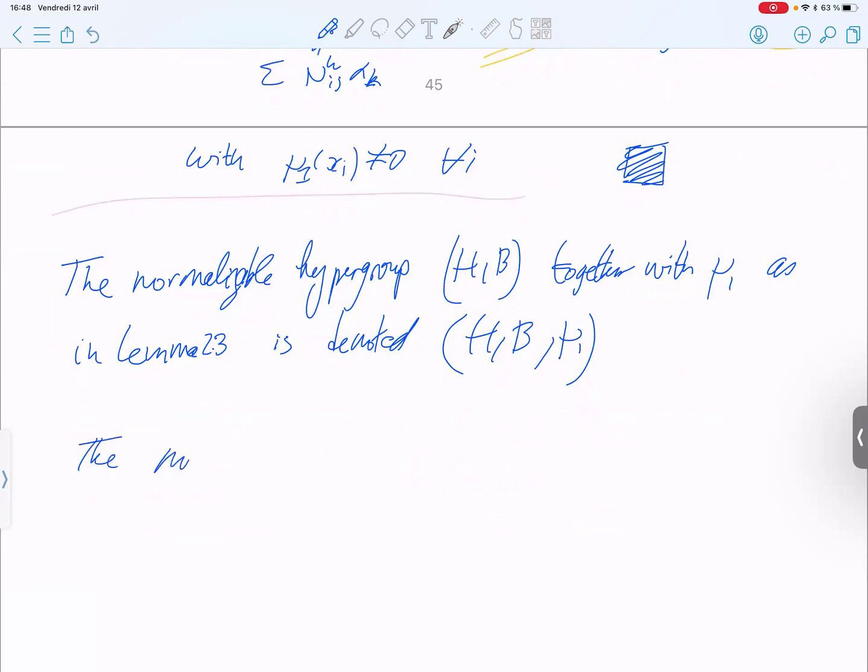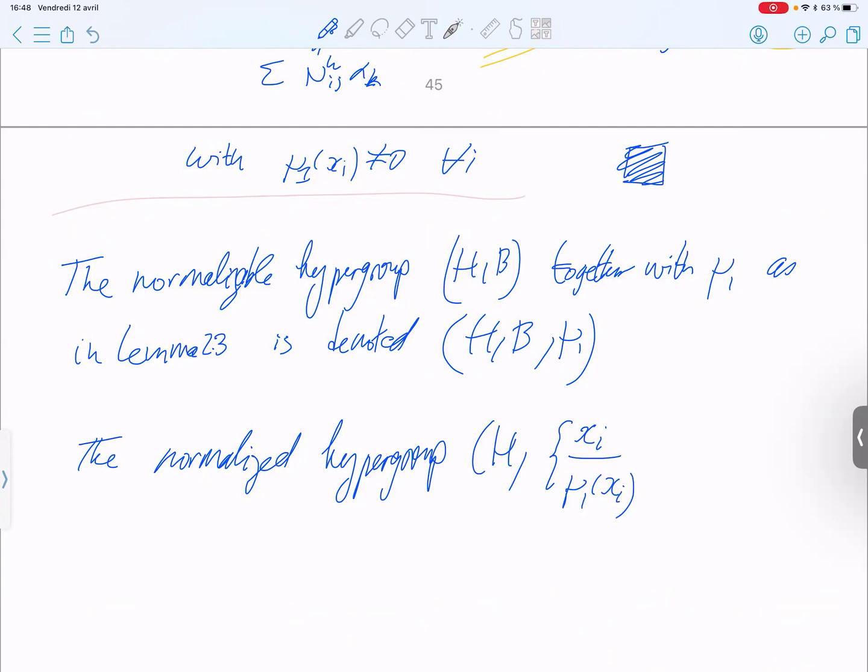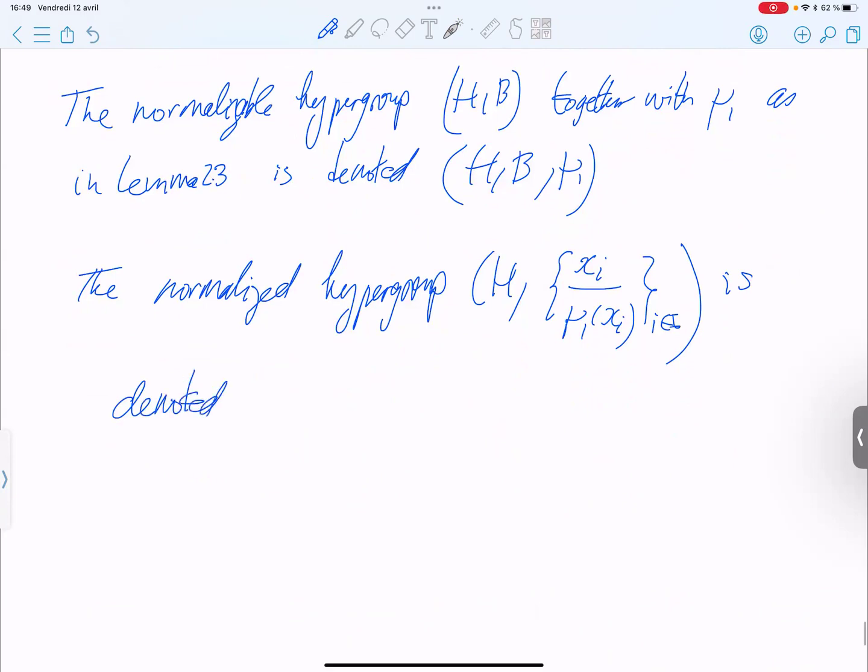And the normalized hypergroup, H normalized by mu1, with xi divided by mu1 of xi, is denoted by HB mu1 with an overline bar like that. So it's normalized.